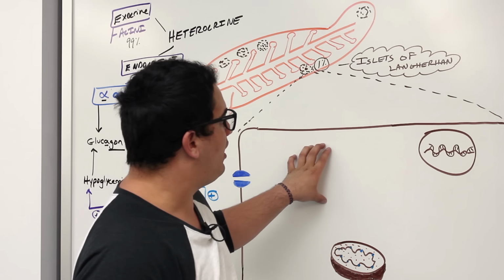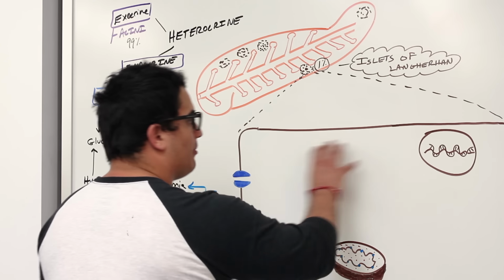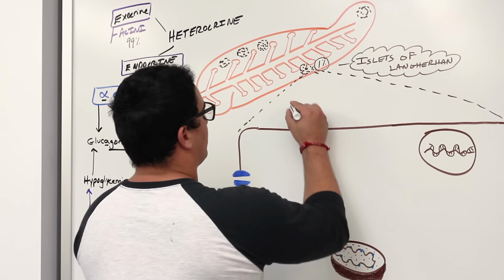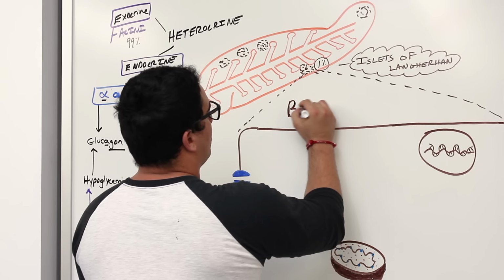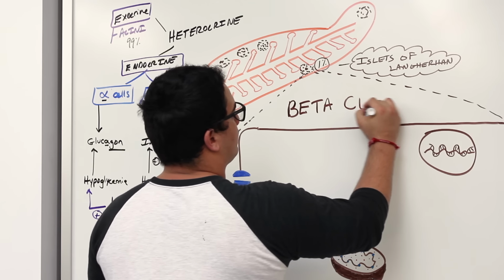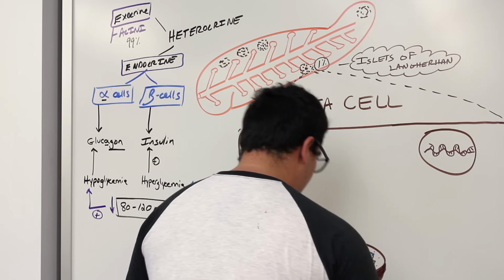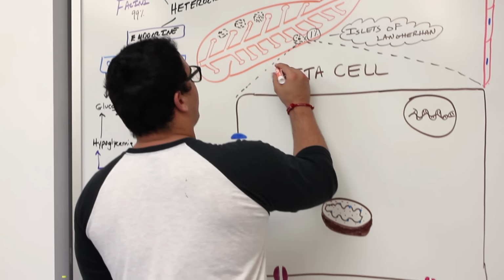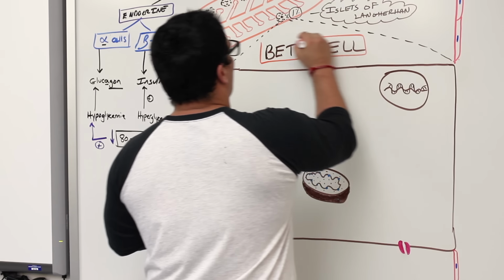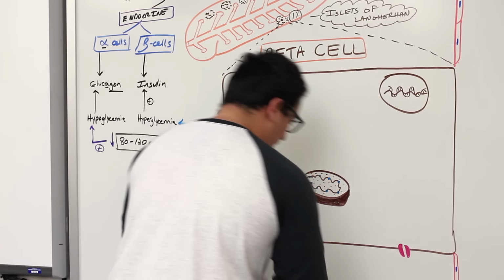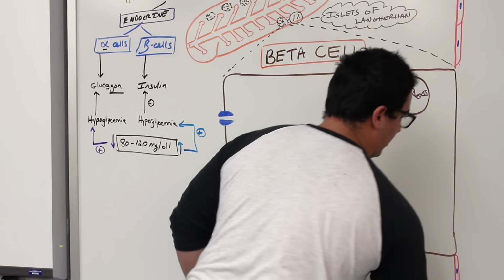So now we're going to zoom in here into a beta cell. So this right here, I'm zooming in on a beta cell. Now, beta cells, like I told you, are responsible for releasing insulin.